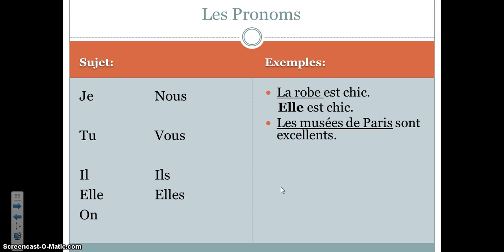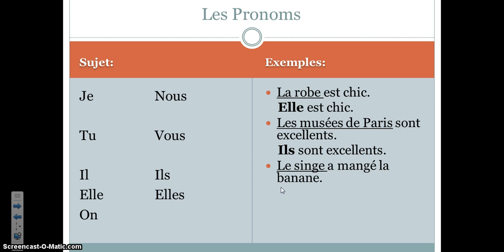Les musées de Paris sont excellents. If I wanted to replace les musées with a pronoun, it's doing the action, so I use ils. Ils sont excellents. And here's one that's more of an actual action. We see, le singe a mangé la banane. That word singe is the word for monkey. So the monkey ate the banana. What ate the banana? The monkey. So it's a subject: il a mangé la banane.